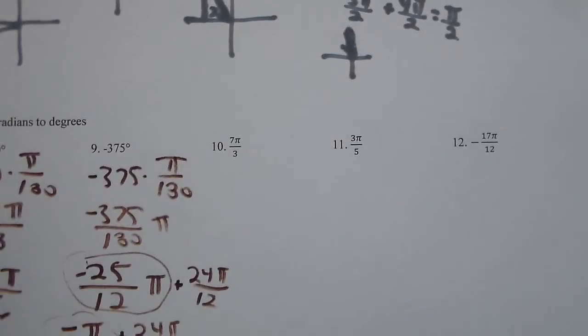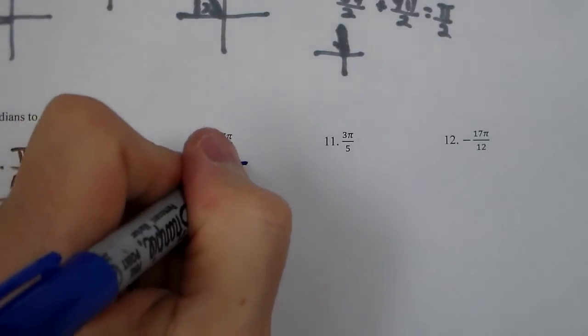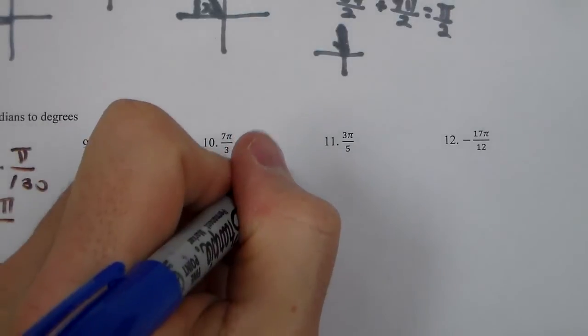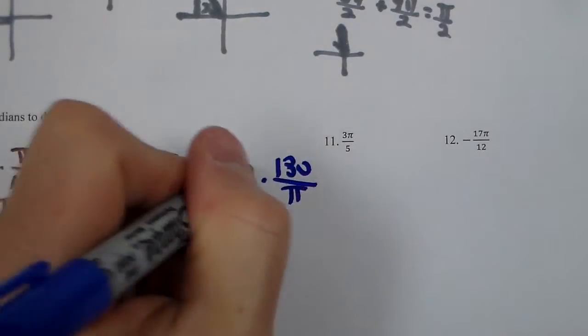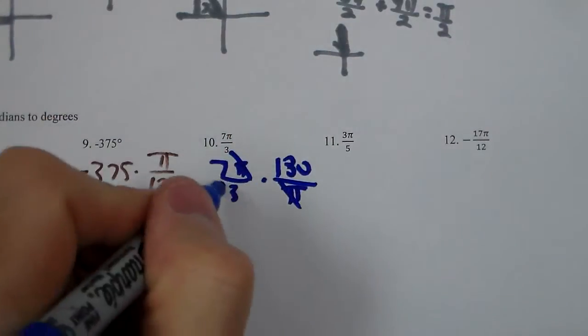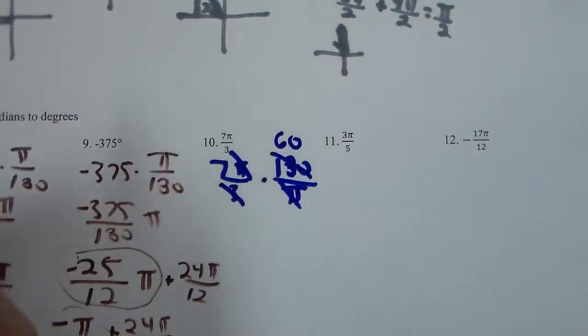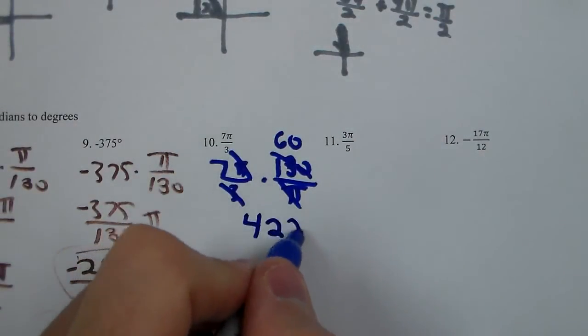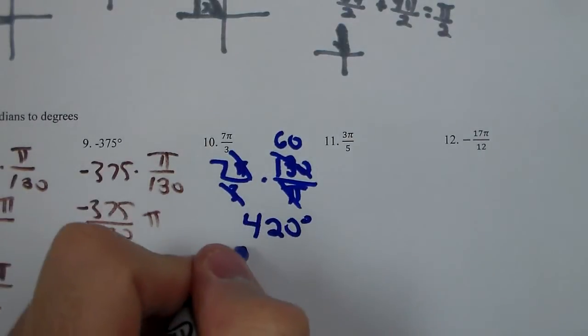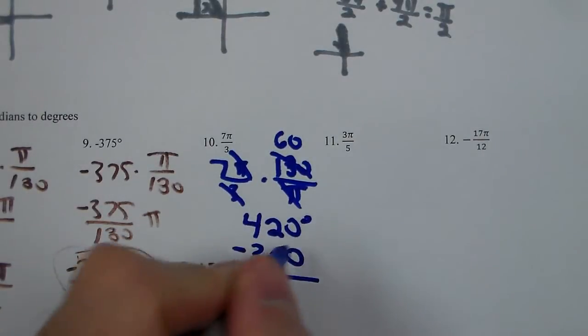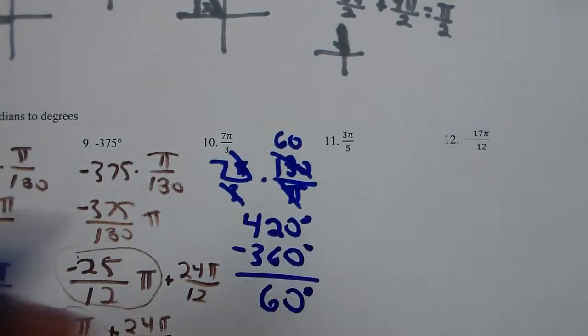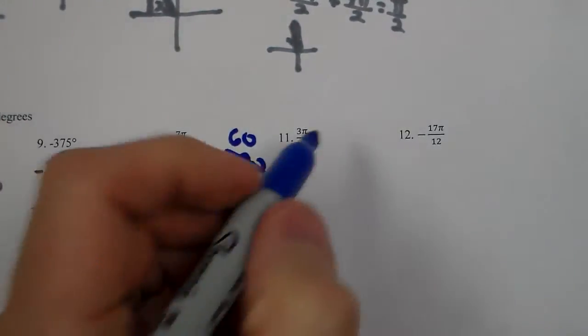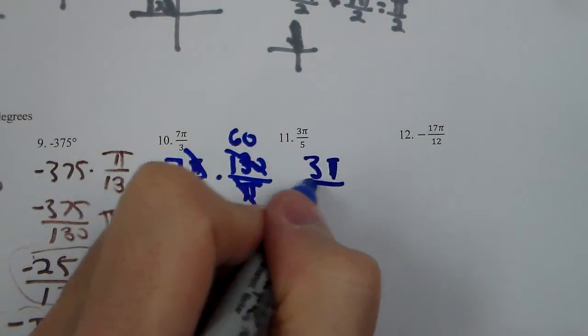Now we look at 7 pi over 3. We're going to convert that to degrees. So we take 7 pi over 3 and multiply it by 180 over pi. We divide out the pi's. 3 and 180 becomes 60 on top, so this comes out to be 420 degrees. If I want to find a nice coterminal angle, I subtract 360 and it comes out to be 60 degrees.